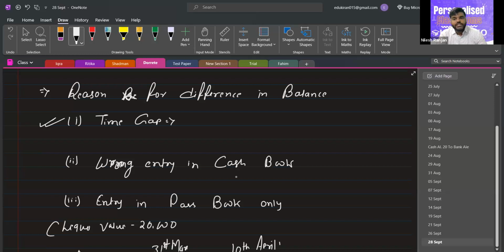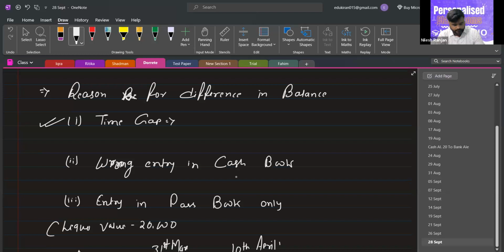And will we make the mistake in cash book or passbook? In cash book, because we prepare the cash book. So the wrong entry in cash book will also create a difference between cash book and passbook balance. Is this clear? Yes, sir. The third is, can you read the third one?